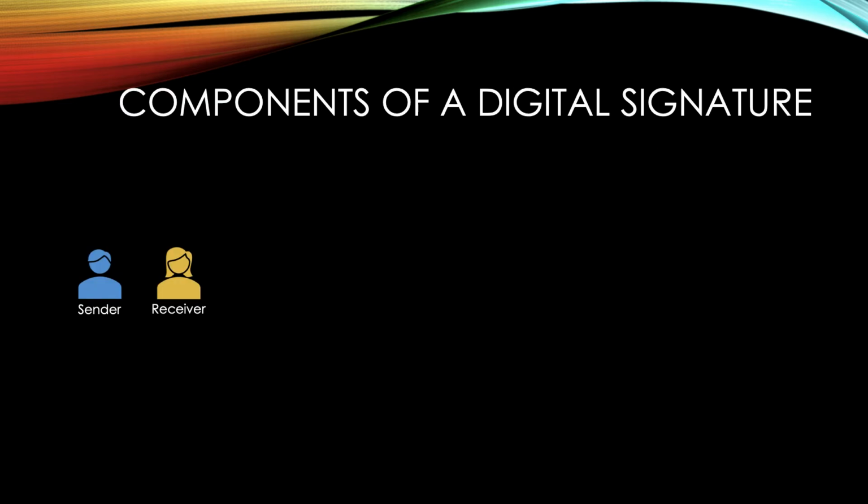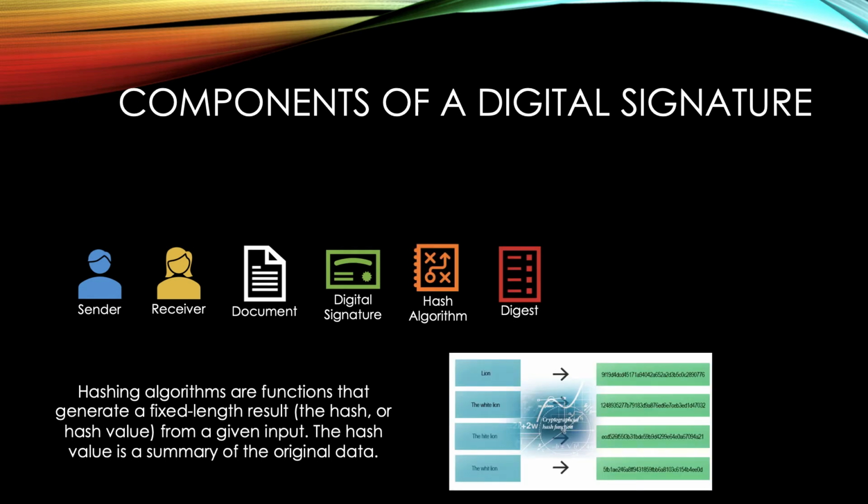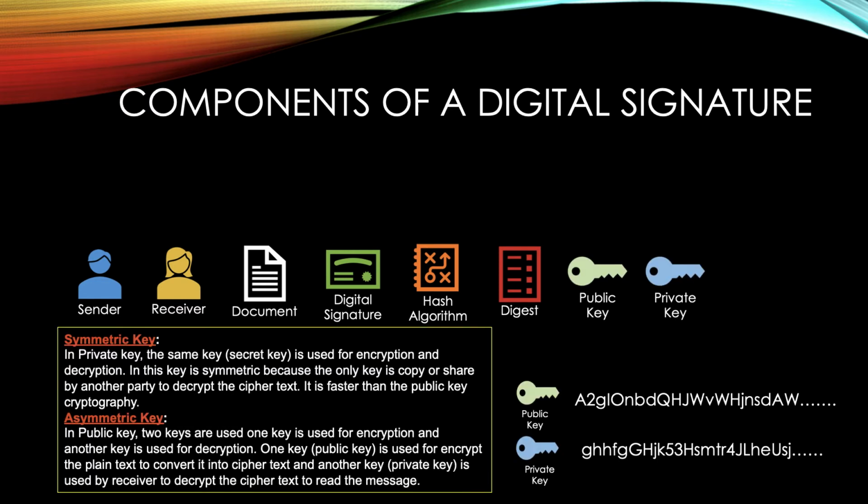The components of a digital signature will involve the sender and the receiver, a document that needs to be signed, a digital signature certificate to sign with, a hash algorithm and the digest it produces, and a set of public key and private key to sign and validate the document.